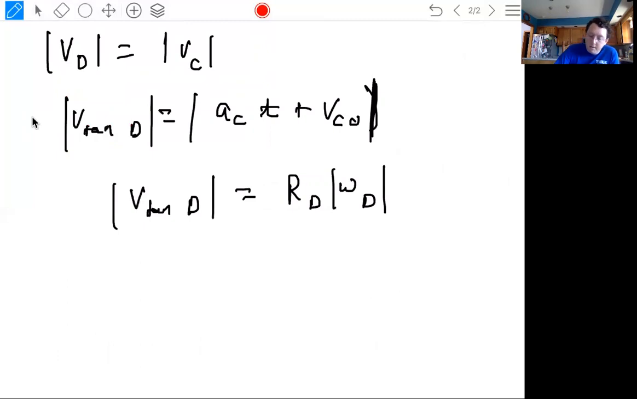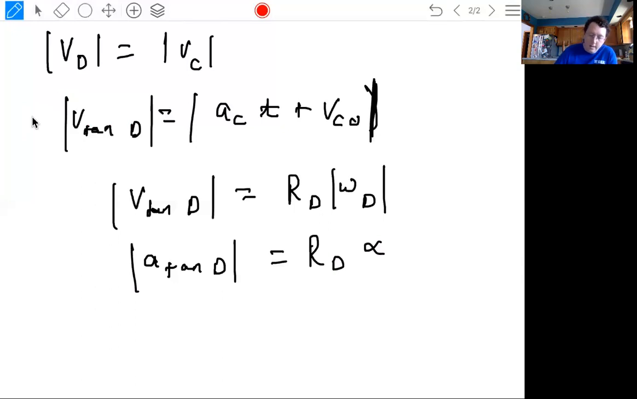Similarly, I could say that the tangential acceleration at D equals R D times alpha for wheel A. That's by the same kind of logic here, and that's okay because alpha is positive, so I haven't made a mistake there.